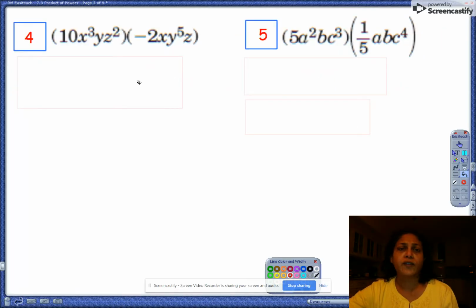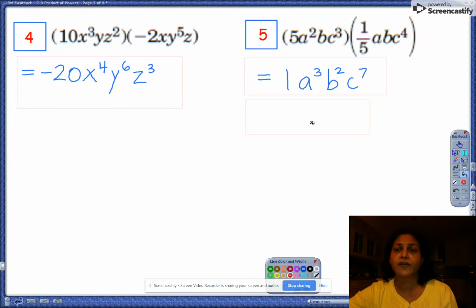Here's some more difficult ones. Remember, coefficient times coefficient, variable times variable. Try it out before you check the answers. Pause the video. Here is the work. If you're confused, you may want to do the work slowly so that you get to the right answer. Remember, we never write the coefficient of 1 because 1 is invisible.